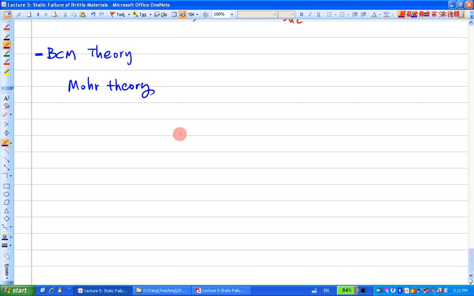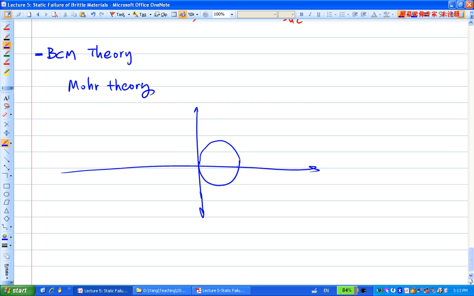So he was saying, okay, you give me a material and you ask under what conditions it's going to fail, right? So let's do 3 different tests on the material. One test is the tensile test. If you do a tensile test, you get a Mohr circle like this, right?